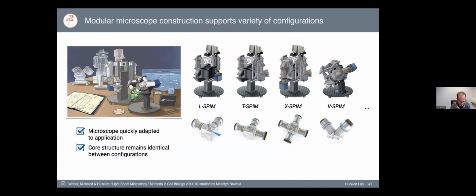And so you can now play the game of changing geometries and numbers of lenses, and ultimately you can see there's a great variety of different systems that you can very easily build from these individual modules. And that's exactly what we did.